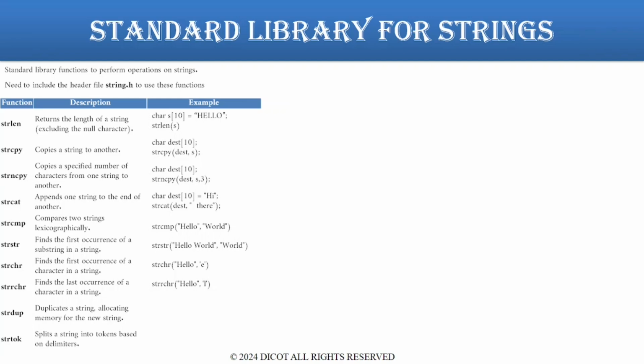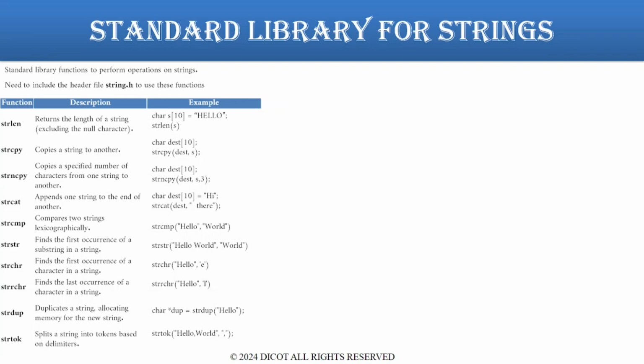strdup duplicates a string, allocating memory for the new string. This will create a new copy of the string hello and return its address. strtok splits a string into tokens based on the delimiter. In this case, the delimiter is a comma and the string to be tokenized is hello world with a comma in between. This returns two tokens, hello and world.